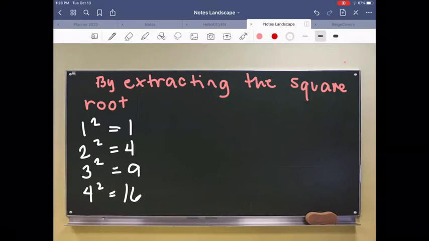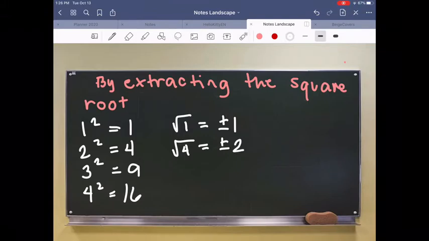We call 1, 4, 9, and 16 perfect squares. Why? Because when you take the square root, the operation is reversed. Multiplying a number by itself is squaring, and its inverse operation is getting the square root. So the square root of 1 is positive or negative 1. The square root of 4 is positive or negative 2. Why positive or negative? Because when you multiply negative 2 by itself, negative 2 times negative 2, it's still 4.